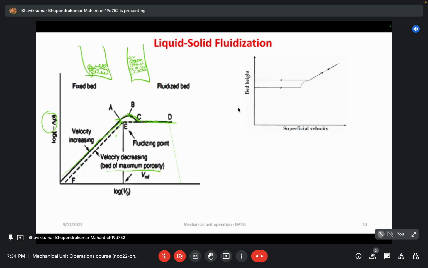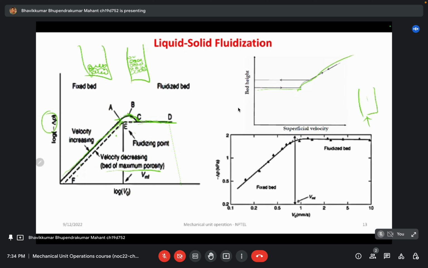Now if you just talk about the bed height versus superficial velocity, there is a minimum value. Superficial velocity is the velocity where we don't have any solid particles in the column and we just flow our fluid. We increase the velocity, and it will reach the fluidization velocity. Until then the bed height will be constant. After that, when it reaches the fluidization velocity, you will see an increment in the bed height as a constant pressure drop is reached.